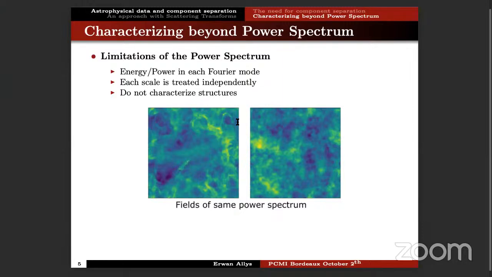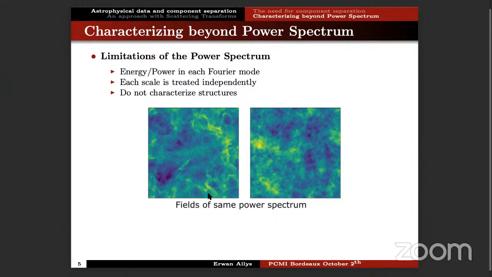Probably most of you know that the power spectrum is the first summary statistic that you want to study in a process, probably because it gives you the energy power in each Fourier mode at each scale, and it's very useful. But the power spectrum, by definition, you can compute as the square of the amplitude of the Fourier transform at each wave number, at each mode. But when you do that, you treat each scale independently. So you don't have any information about the statistical dependencies between the different scales. Which means that, in fact, you don't characterize the structure in your processes. And to give you an example, here you have two fields which have exactly the same power spectrum.